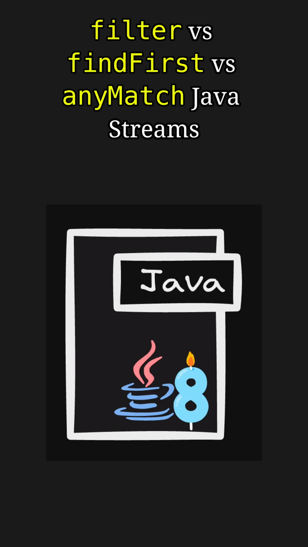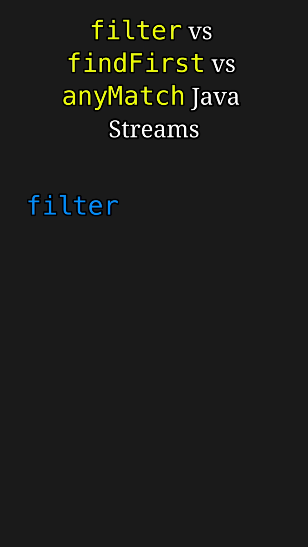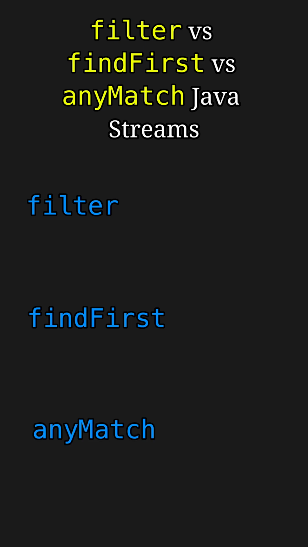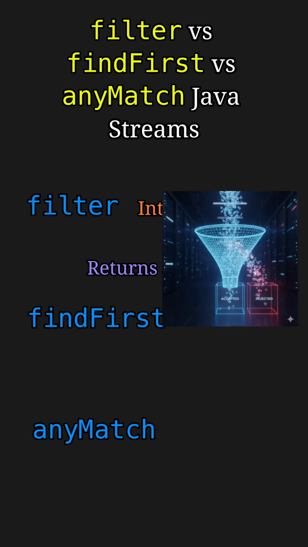Ever wondered how to pick the right tool for filtering in Java streams? Filter, findFirst, and anyMatch might seem similar, but they are designed for very different jobs. Filter is an intermediate operation that builds a new stream of all elements that match a condition. Think of it as a sieve.